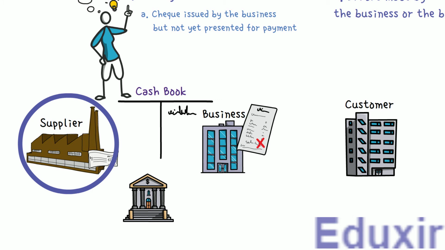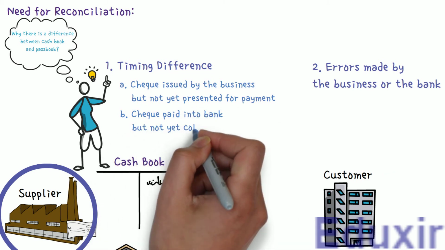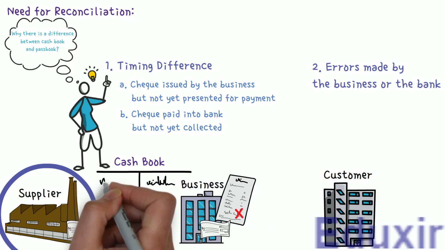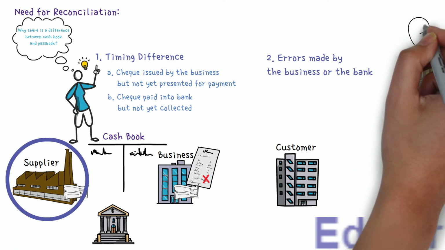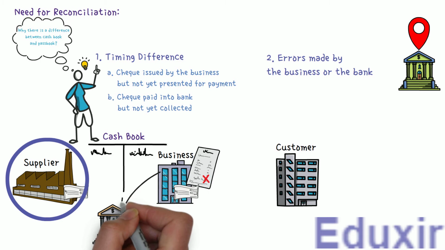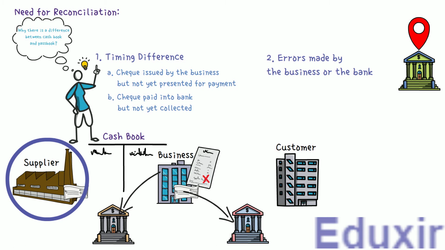The second reason for timing difference could be checks paid into the bank but not yet collected. When the business receives checks from its customer or debtors, they are immediately recorded in the debit side of the cash book. So, the cash book shows more amount to be available in the bank. These checks could be from a bank which is not in the same city or town. Sometimes, the business might have an account in one branch and the check could be from a different branch. In such cases, the bank may not have collected the check amount by the time the bank statement is received by the firm. So, there is a difference in the cash book and the bank statement.